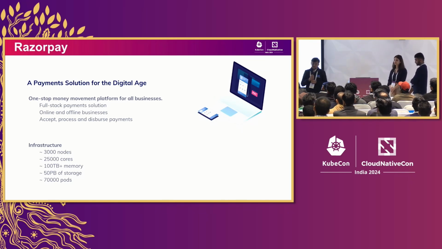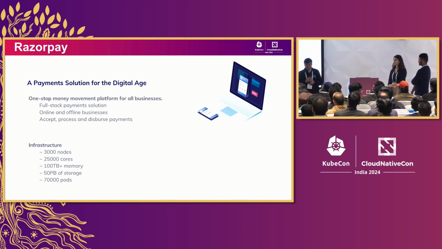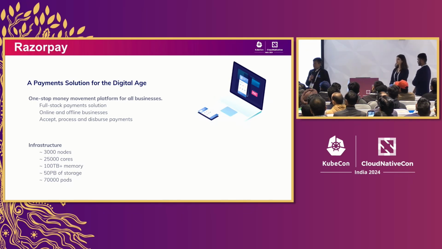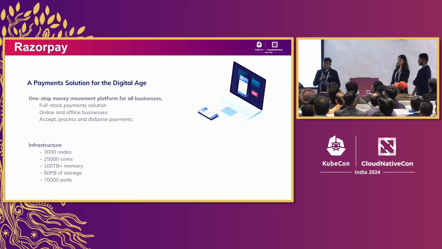idea about the infrastructure that we manage. So we have a little more than 60 clusters. We have about 3,000 nodes, a little more than that, managing 25,000 cores. Way beyond 100 terabytes of primary memory, 50 petabytes of storage, and 70,000 pods on a regular basis. Of course, it's dynamic, scaling up and down based on the traffic. And we are using Kyverno.